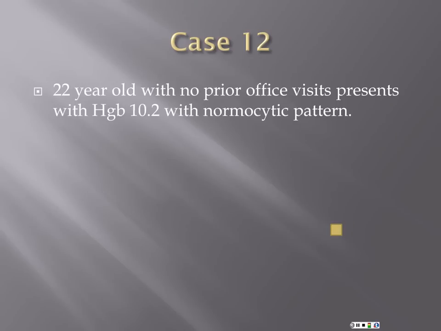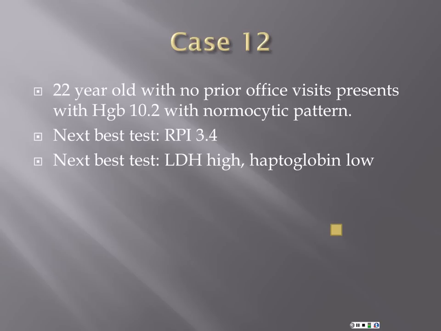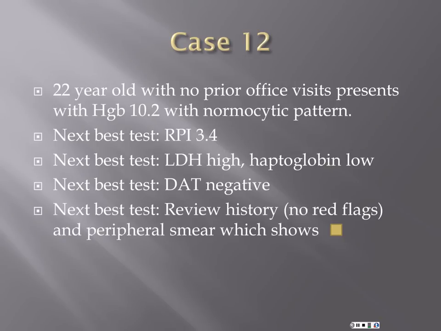A 22-year-old man with no prior office visits with a hemoglobin of 10.2 and a normocytic pattern. What would be your next best test? Okay, look at his RPI. RPI is 3.4. So what's the next best test? LDH and haptoglobin. LDH is high, haptoglobin is low. What's the next best test? I know it's repetitive, but I'm trying to get you guys to remember it so when you see patients, it's easy. That is negative. What's the next best test? You do a smear. And a history.